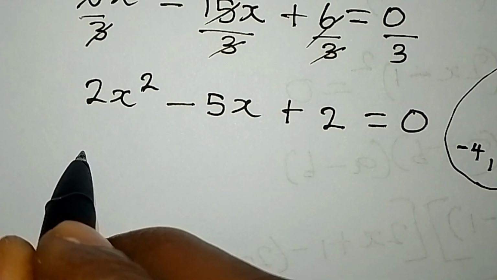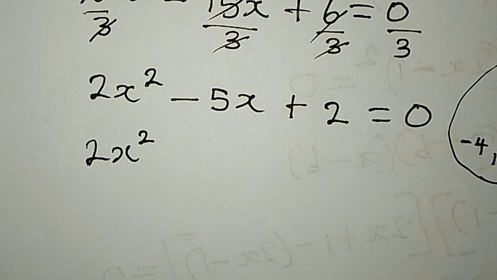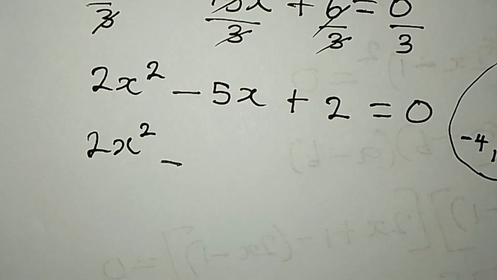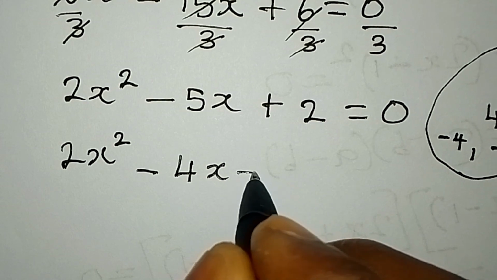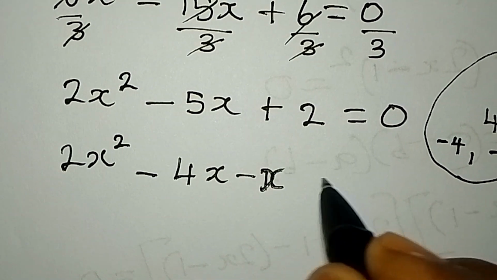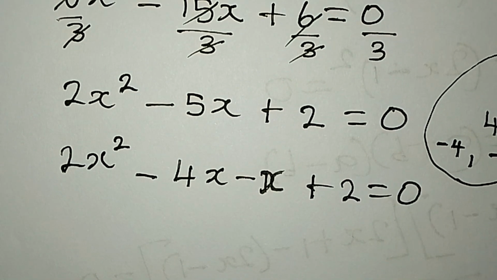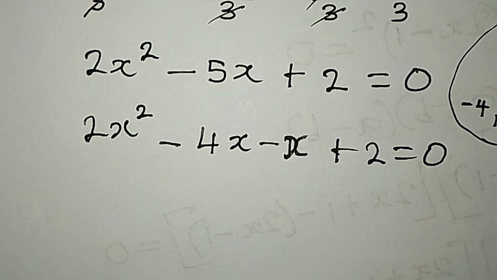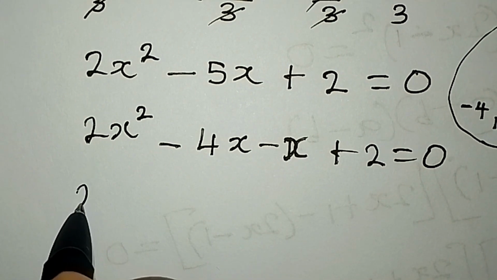So this means that I'm going to have 2x to the power of 2 minus, in place of 5, I'll write 4x, then minus 1x. But there's no point writing the 1. Then we have plus 2. Everything is equal to 0. Now, what again can I do? We can group into 2 and then factorize.